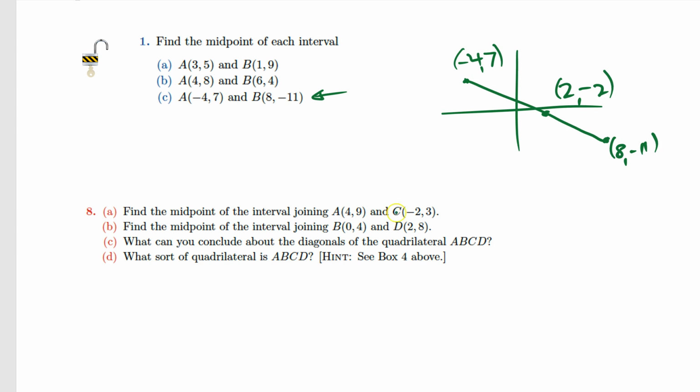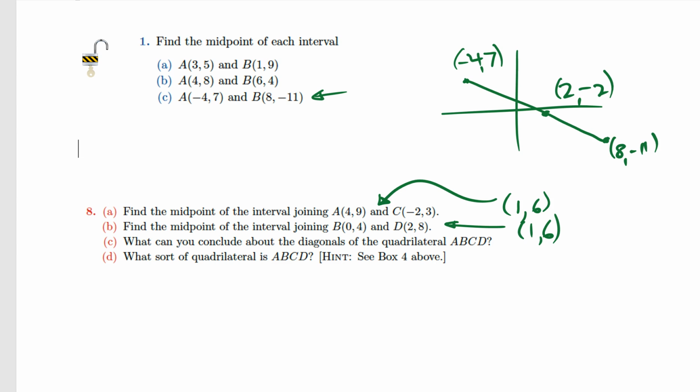Question 8. Find the midpoint of the interval joining these 2. So I'll spare you. The midpoint of the interval joining these 2 is 4 plus minus 2, which is 2, divided by 2, which is 1. Midpoint of the y values, 9 plus 3 is 12, divided by 2 is 6. So that's the midpoint of AC. The midpoint of the interval joining BD is going to be 0 plus 2 is 2, divided by 2 is 1. 8 plus 4 is 12, divided by 2 is 6.